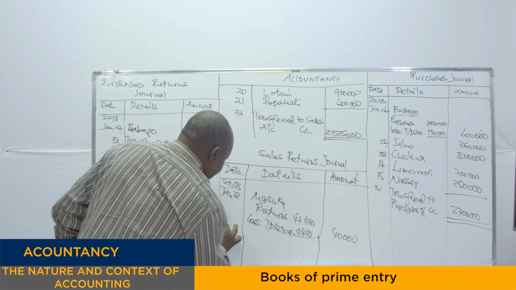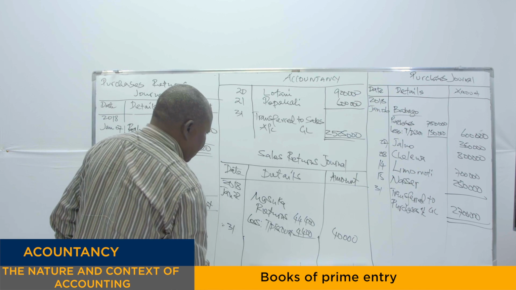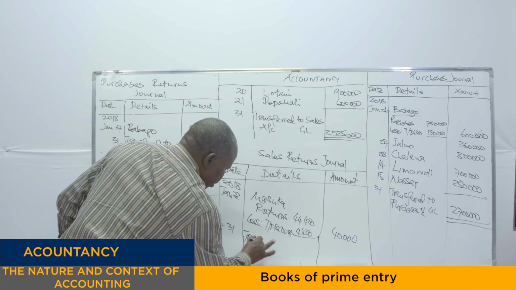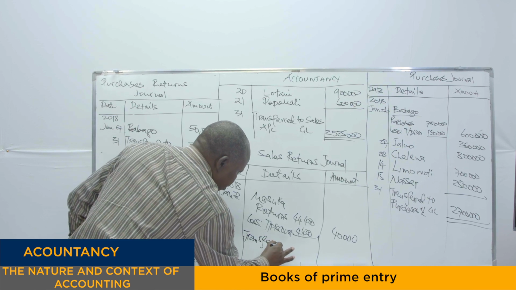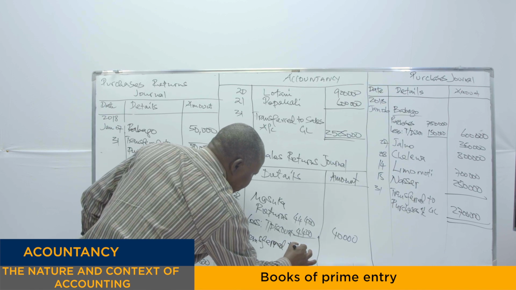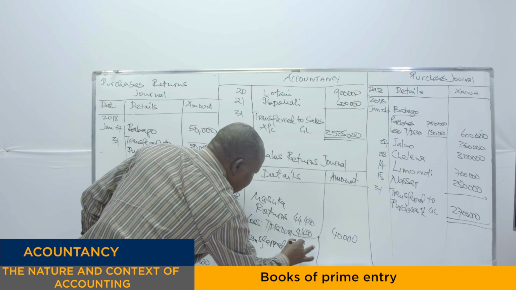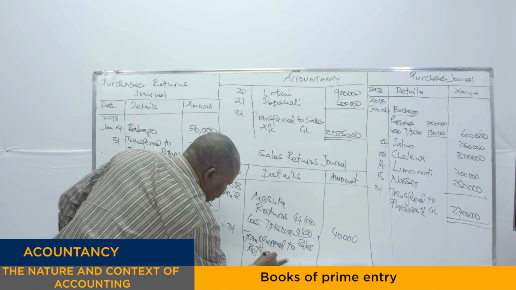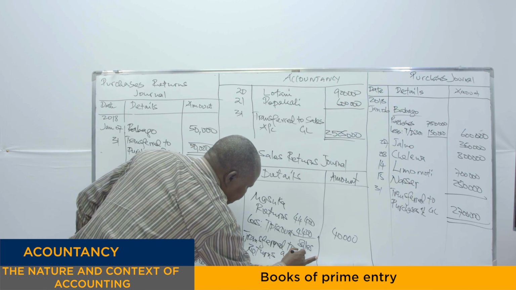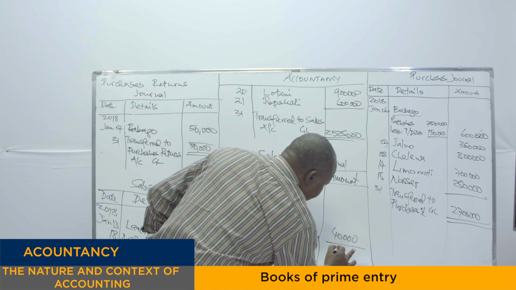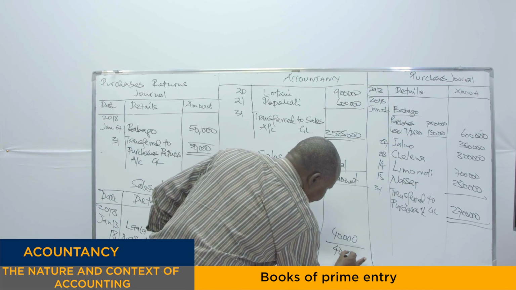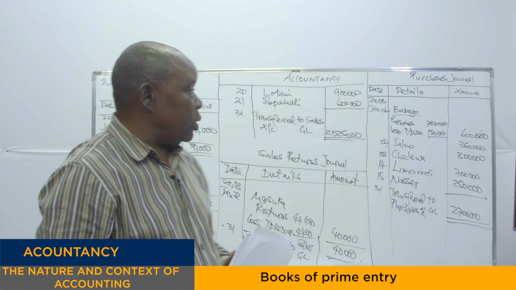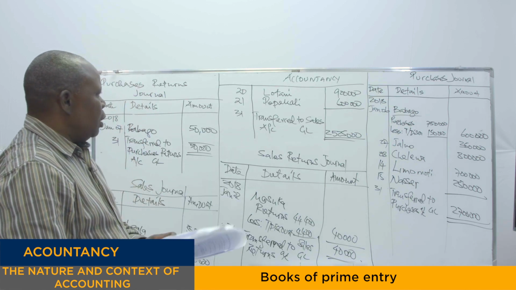So at the end of the month, that is 31st January, we transfer this. So transferred it to sales returns account in general ledger, the total. So we are through with all 5 books of original entry.